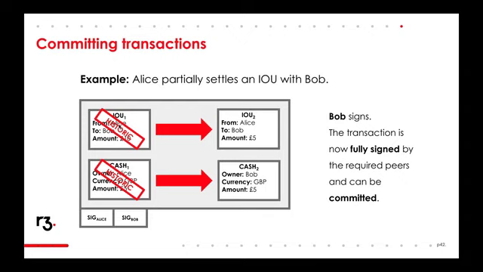So at the point where it's fully signed, then the states would be marked as historic, and the newly created states would reflect the new state of the ledger, shared by both Alice and Bob.